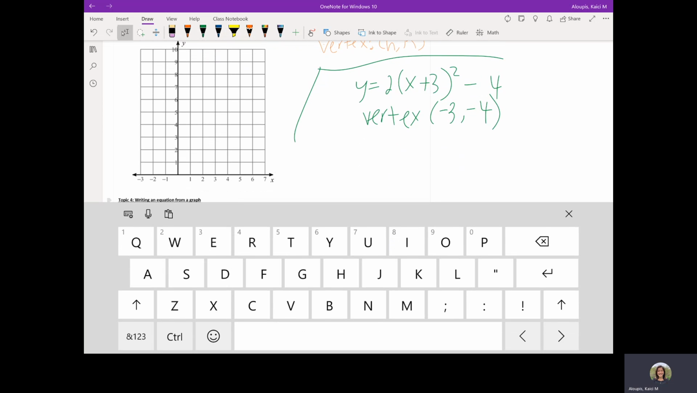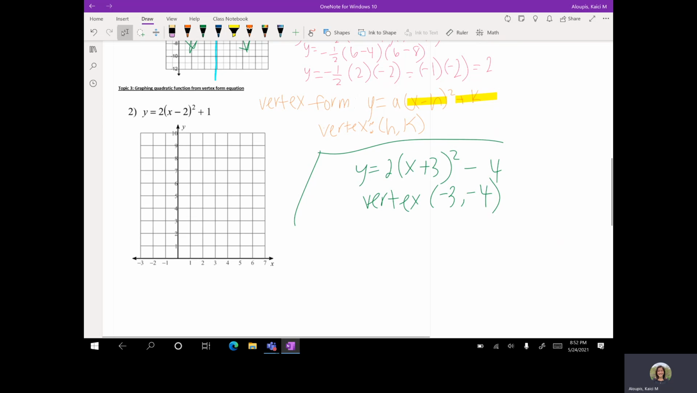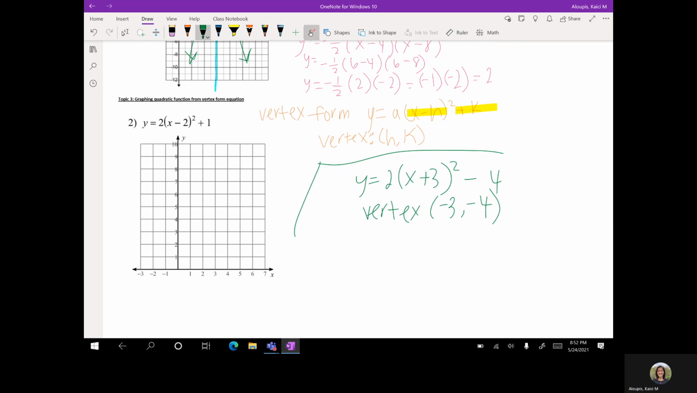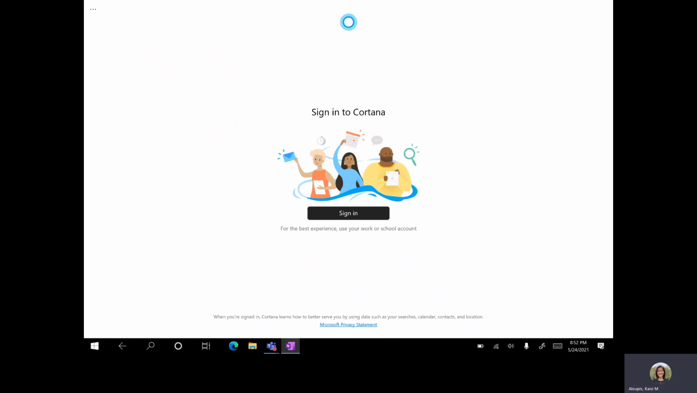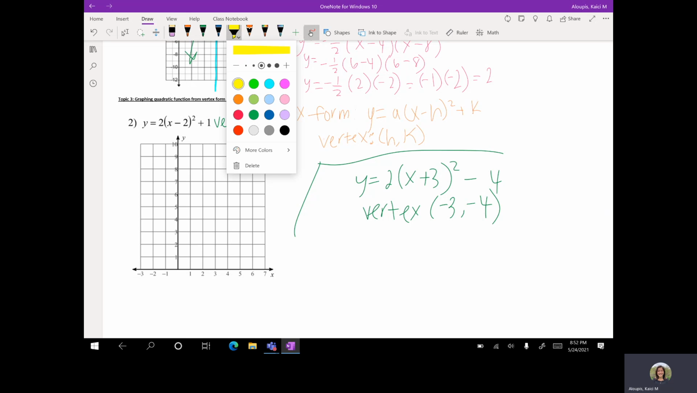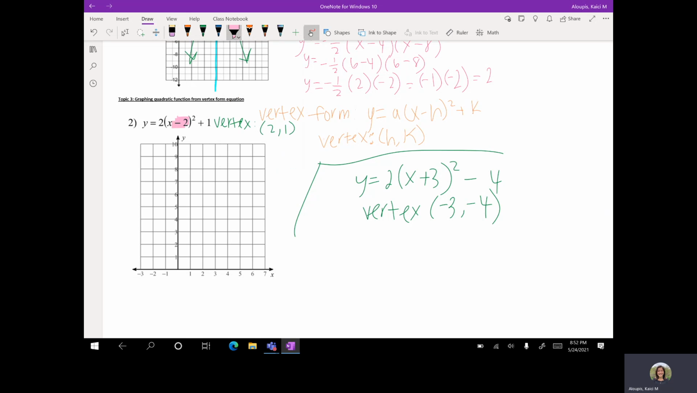In this problem, our vertex is at 2, 1. In this case, they're positive because it's following the expectation that there's subtraction between our x term and addition with our k term. Here's the subtraction inside the parenthesis, just like it is here, x subtract h. So if there's subtraction in the parenthesis, your h or your x coordinate is positive.